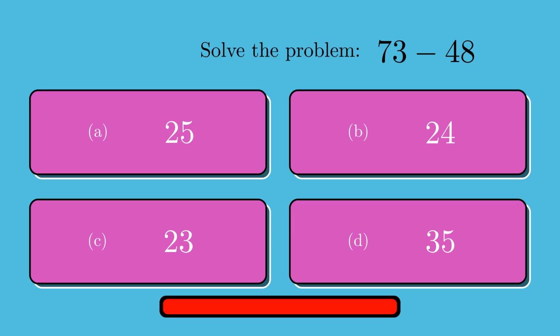What is 73 minus 48? Is it A, 25, B, 24, C, 23, D, 35? You have 10 seconds to solve the problem.